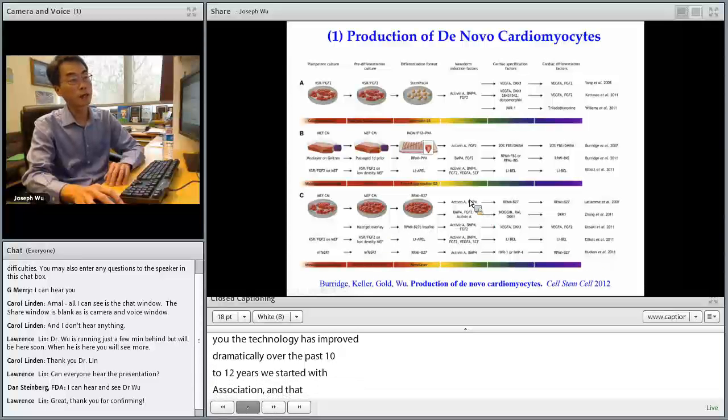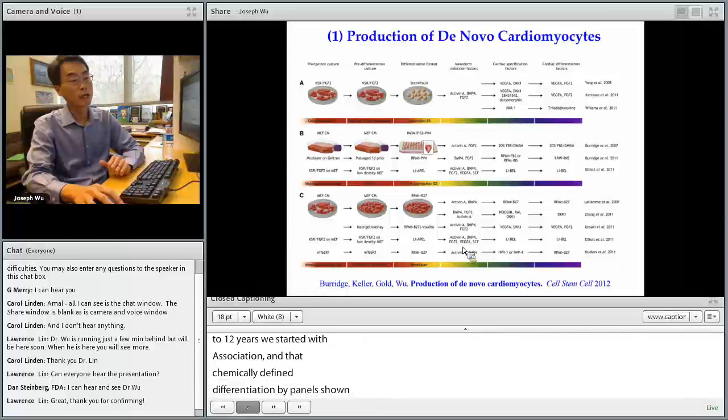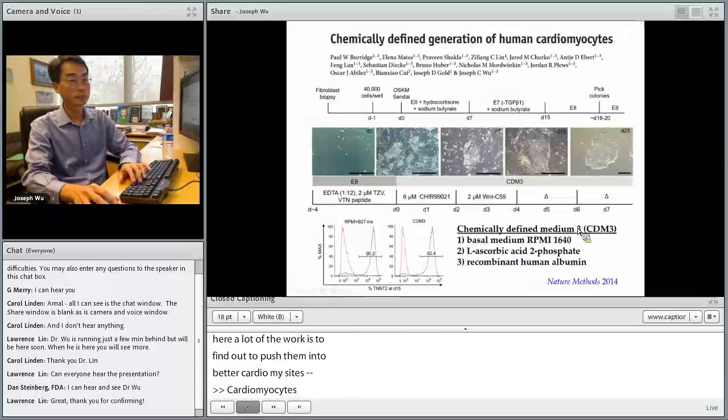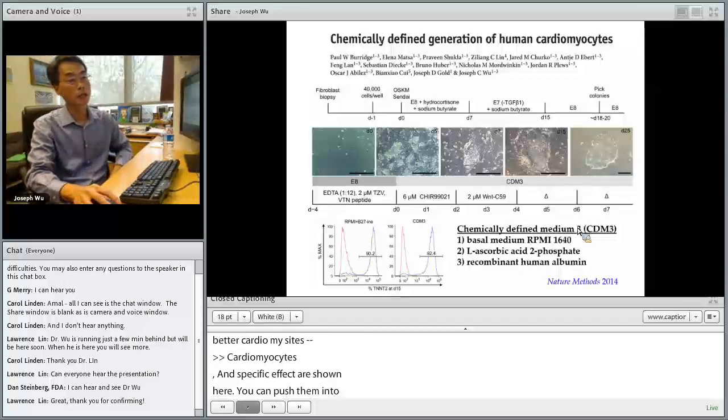A lot of the work in our lab is trying to figure out what different factors you can add to push them into better cardiomyocytes, more mature cardiomyocytes, and also lineage-specific cardiomyocytes. Here is a protocol showing that you can add, for example, activin A, BMP4, and cardiac specification factors as shown here, and then you can push them into cardiomyocytes. More recently, we've also developed what we call chemically defined generation of human cardiomyocytes.